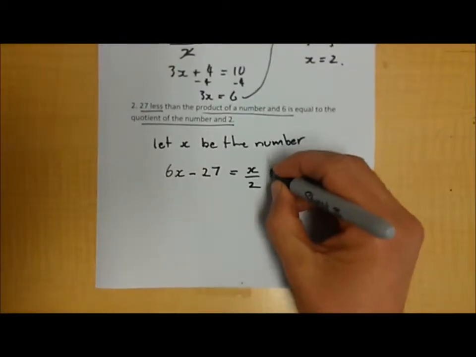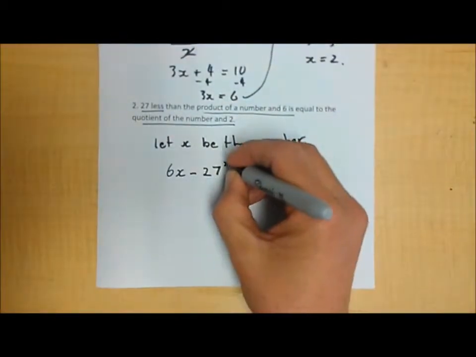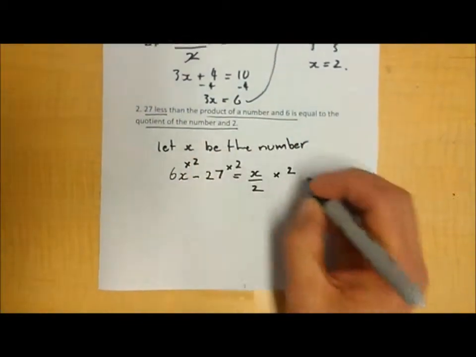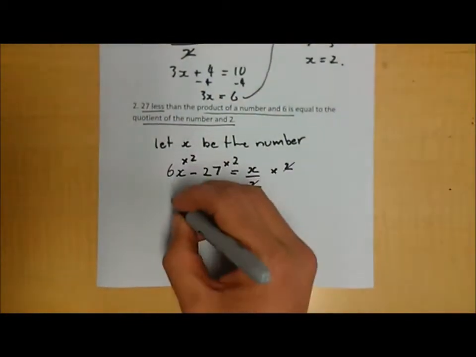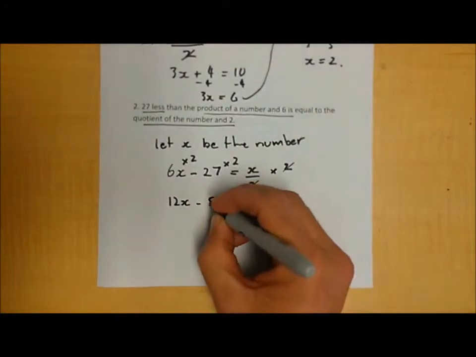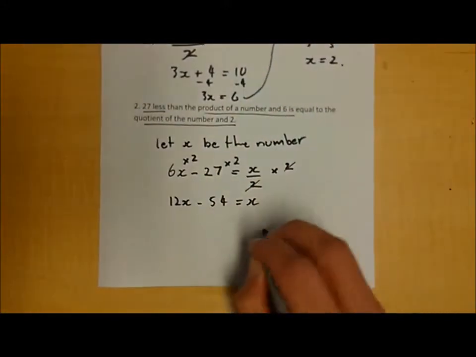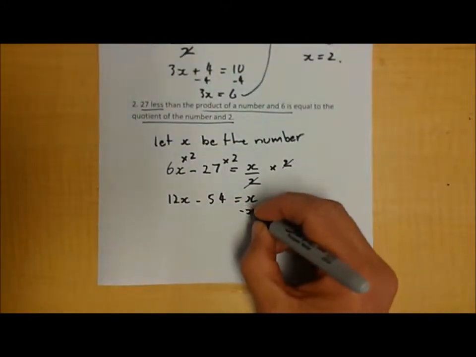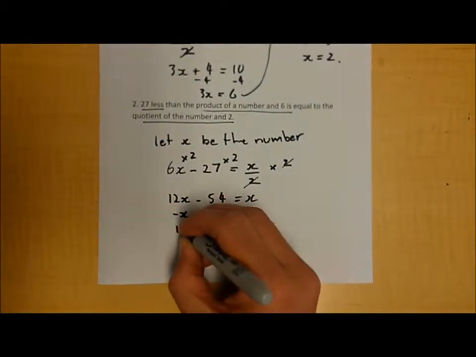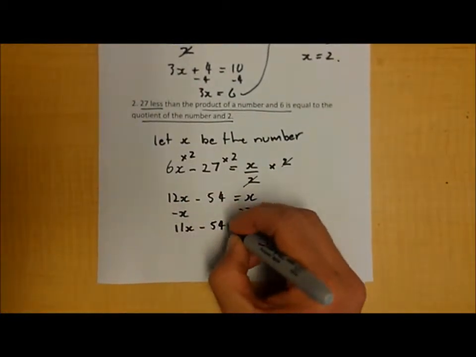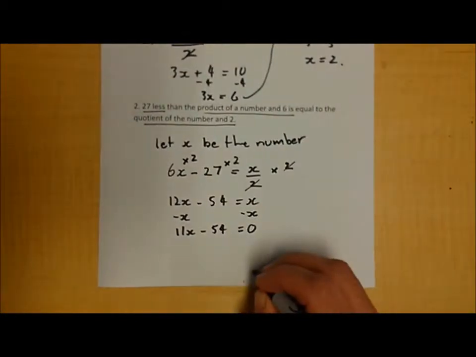We'll use our inverse operations. I'm going to times by 2 first. I want to get rid of this fraction. First thing I want to do. So 12x minus 54 is equal to x. This one's a bit unusual. I'll subtract x from both sides because it's the smallest x. 11x minus 54. Be careful here, don't lose the 0.